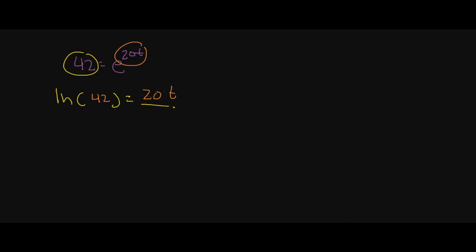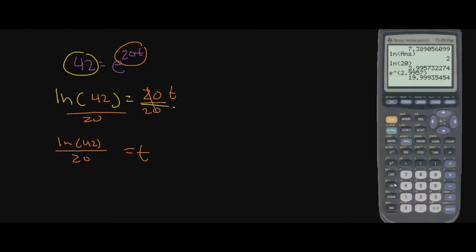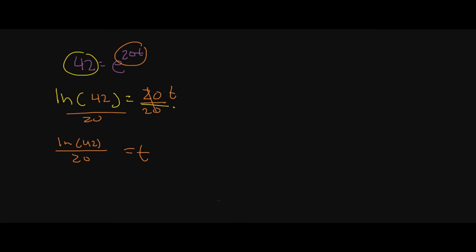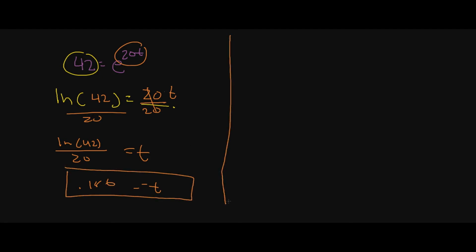Now, what do we do to solve? We can just divide 20 to both sides. That's how we get rid of that. And we get t is equal to ln of 42 divided by 20. Let's put that into the calculator: ln of 42 divided by 20. And we get t is equal to 0.186, and that is my answer. Let's go through one more example as an introduction, and then in the next video we'll go from natural log back to its exponential form.